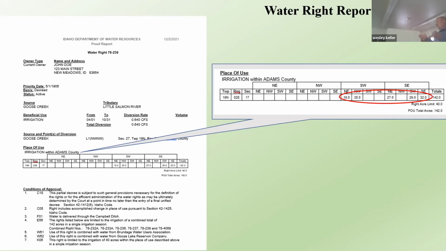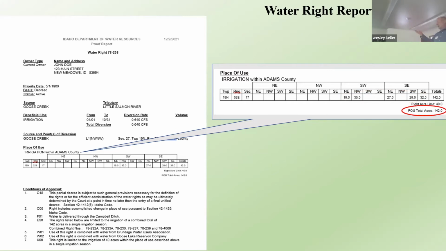This was just, sorry, I forgot about my circles. This was just to point out again how the acres are described within each quarter. So in this water right, in that northeast quarter of the southwest quarter of the section, township and range, it authorizes 19 acres of irrigation, and so on for each quarter. Go to the next one.